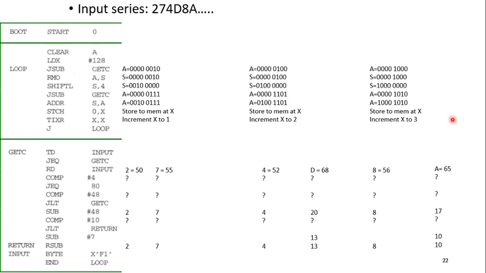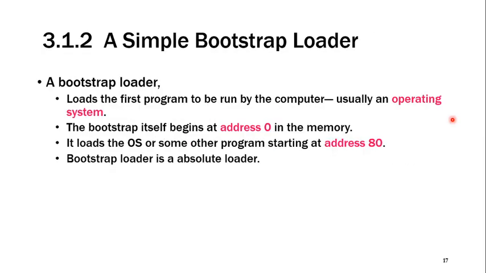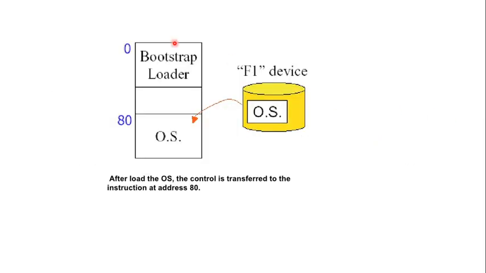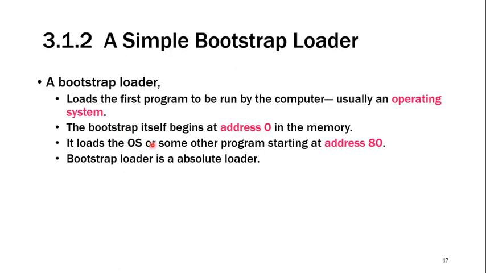I hope you understand the process of your Bootstrap loader. Again, let me go back. The Bootstrap loader is nothing else: you get the object code from the F1 device. Object code of what? It is the operating system, loaded to the main memory. And where will it be loaded? It will be loaded from the address 80 itself, nowhere else. Every time it will be loaded from the same address only. It is absolute. There are no changes in the starting address 80.